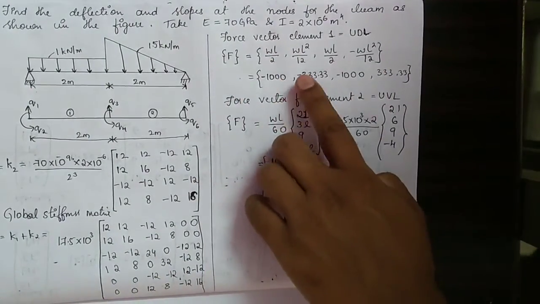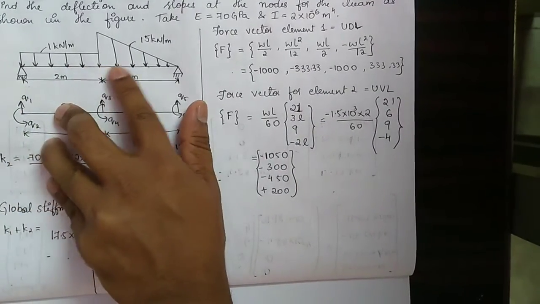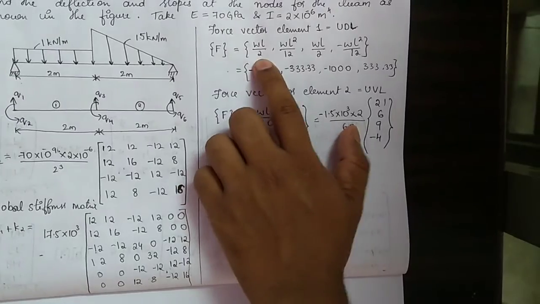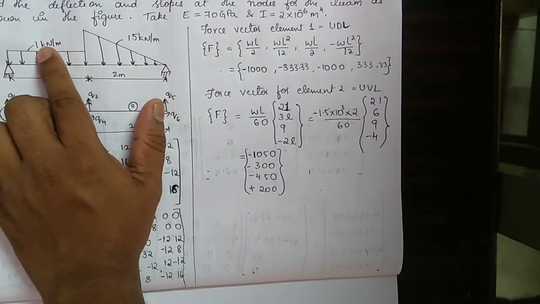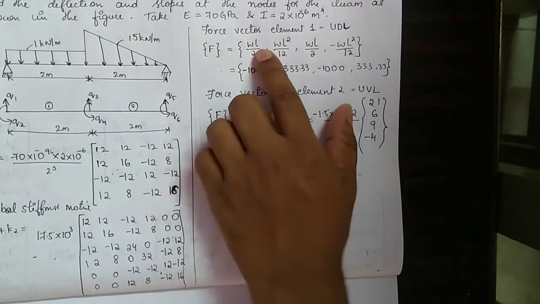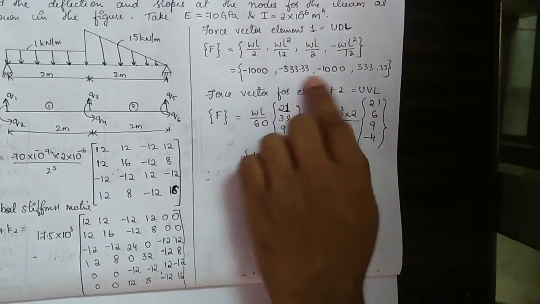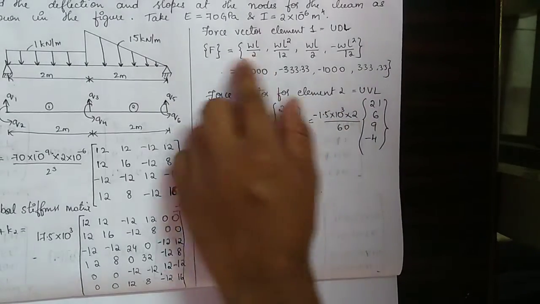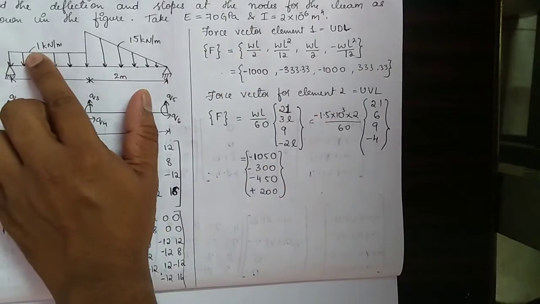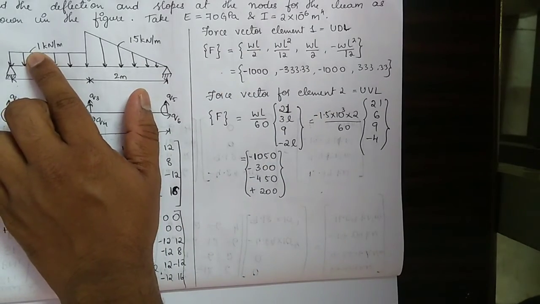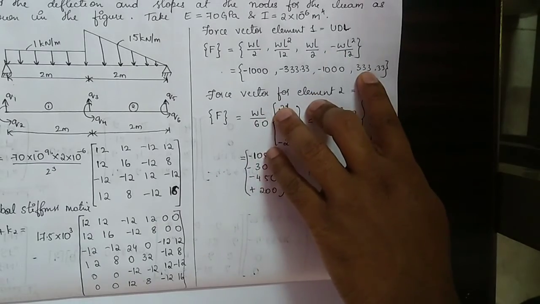We have two force vectors. One is UDL, another one is UVL. So for UDL, we have the formulas like this, and W value is 1 kilonewton and L value is 2, and we find the answers for that here. Since the direction is in the opposite direction, we will take W value as minus 1000 Newton per meter. So that's why this is negative, and negative into negative, it is positive here.